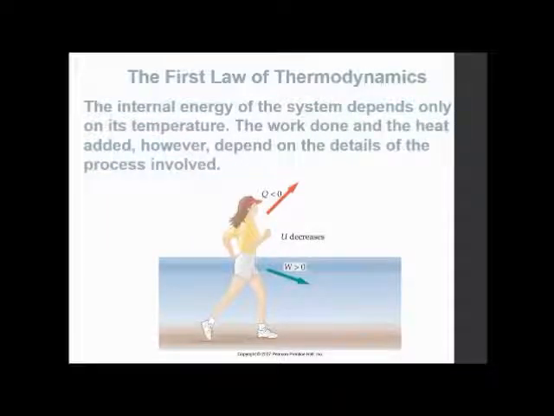Now one example for this first law of thermodynamics. The internal energy of the system depends only on its temperature. The work done and the heat added, however, depend upon the details of the process. You can see this lady walking. As she is walking, there is exertion of heat, so Q becomes negative, and work is done, so W is greater than 0. So in order to conserve energy, the net internal energy decreases.